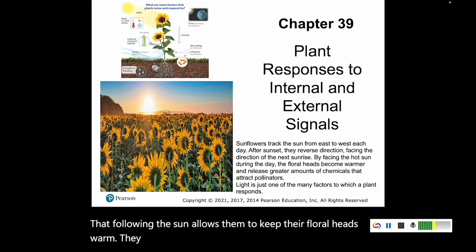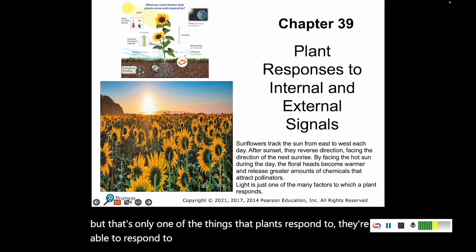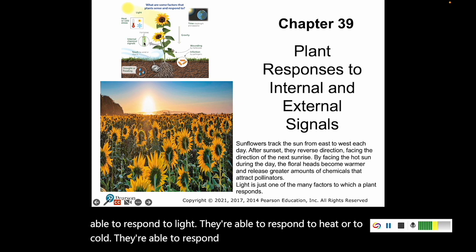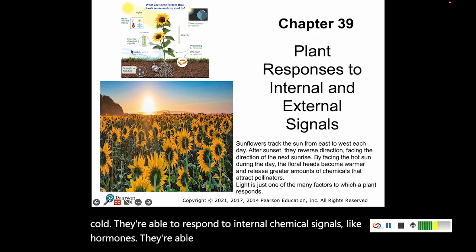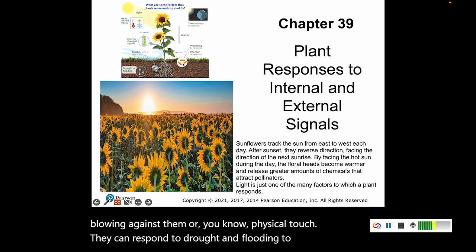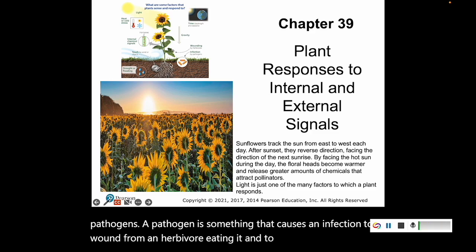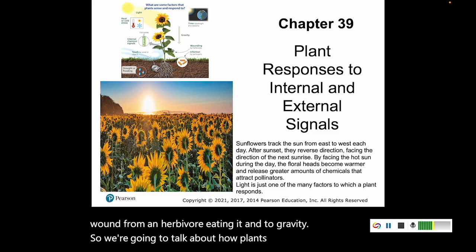They release more chemicals, they attract more chemicals. But that's only one of the things that plants respond to. They're able to respond to light. They're able to respond to heat or to cold. They're able to respond to internal chemical signals like hormones. They're able to respond to touch, whether it's the wind blowing against them or physical touch. They can respond to drought and flooding, to infection by pathogens. A pathogen is something that causes an infection. To wounds from an herbivore eating it, and to gravity. So we're going to talk about how plants are able to respond to all of these things.